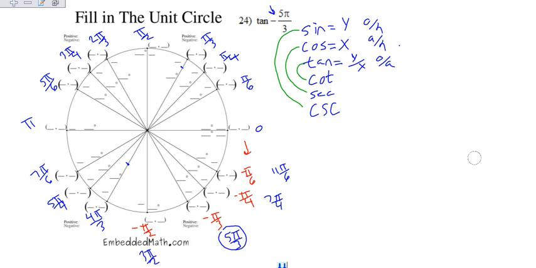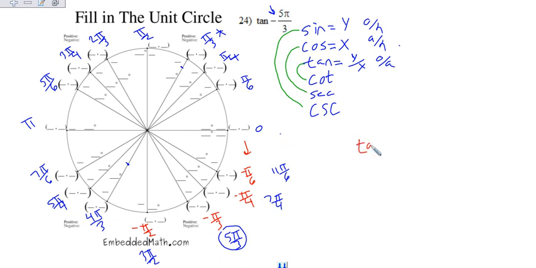Where is a negative 5 pi over 3? So if this is a negative pi over 3, negative 2 pi over 3 would be here, negative 3 pi over 3 is here, negative 4 pi over 3 will be right here, and negative 5 pi over 3 actually puts me right here. So kind of makes sense if you think about it. If you had one more pi over 3, you would have a negative 6 pi over 3, which is a full revolution in the negative direction.